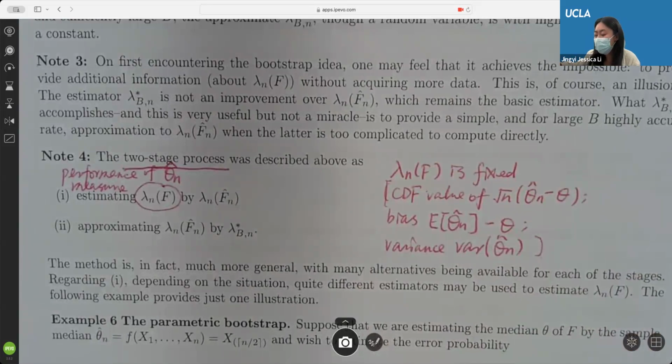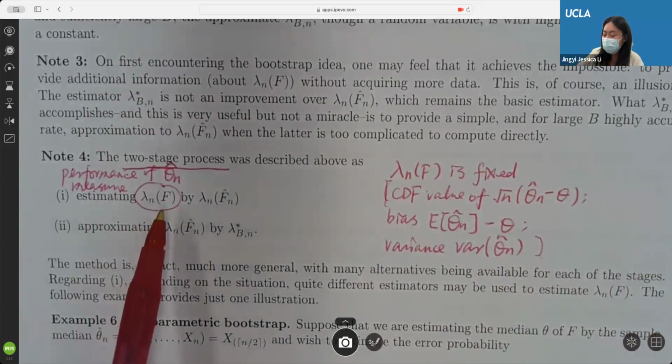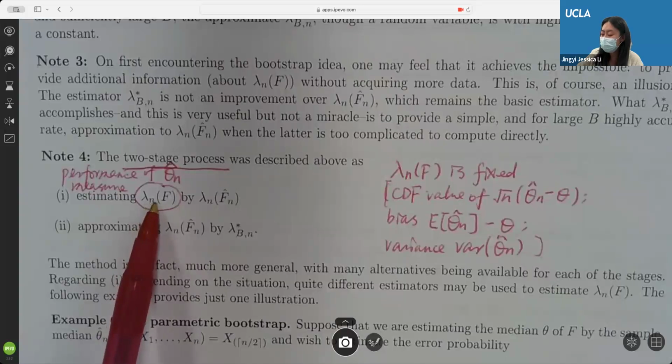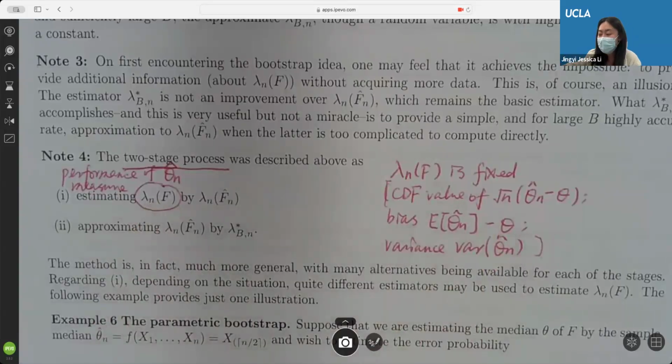And all these performance measures depend on the true distribution F. That is the distribution where the sample comes from, and theta hat n is based on that sample. So that's why F is the true distribution here, and lambda n is the performance measure, where n indicates the sample size. So these are the examples. But as we said, these are unknown quantities because they depend on the true distribution F. What do we do?